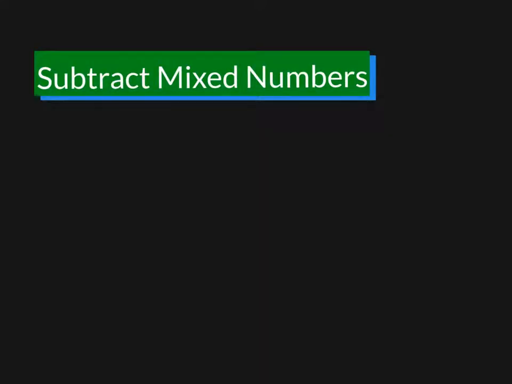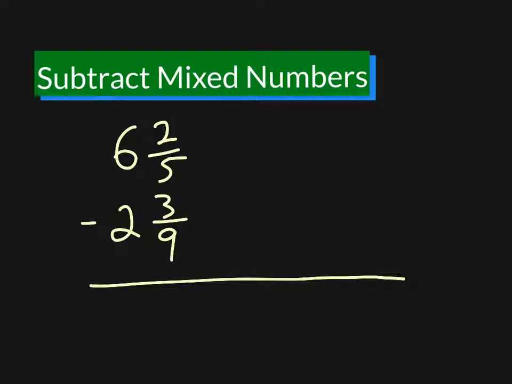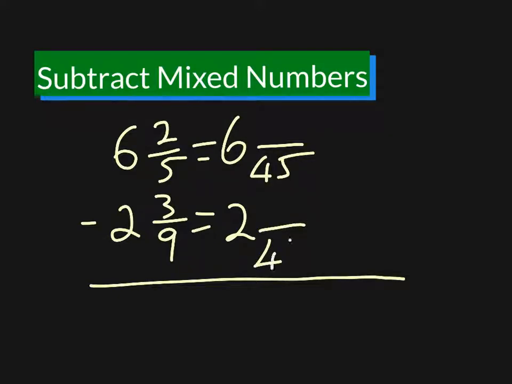So let's say that we have 6 2/5 minus 2 3/9. You can't take ninths away from fifths because the denominators aren't the same, so we have to find a common denominator. So 5 doesn't go into 9, 9 times 2 is 18, 5 doesn't go into 18, 9 times 3 is 27, 5 doesn't go into 27, 9 times 4 is 36, 5 doesn't go into 36, so we'll have to multiply the denominators together. 5 times 9 is 45, so we know that will work.